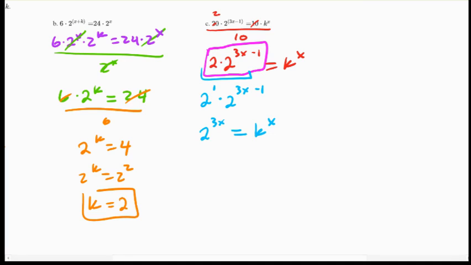And now I'm going to use the power of a power rule, because this would be 2 to the power of 3, and 2 to the power of 3 is 8. And so I know our k value is equal to 8.